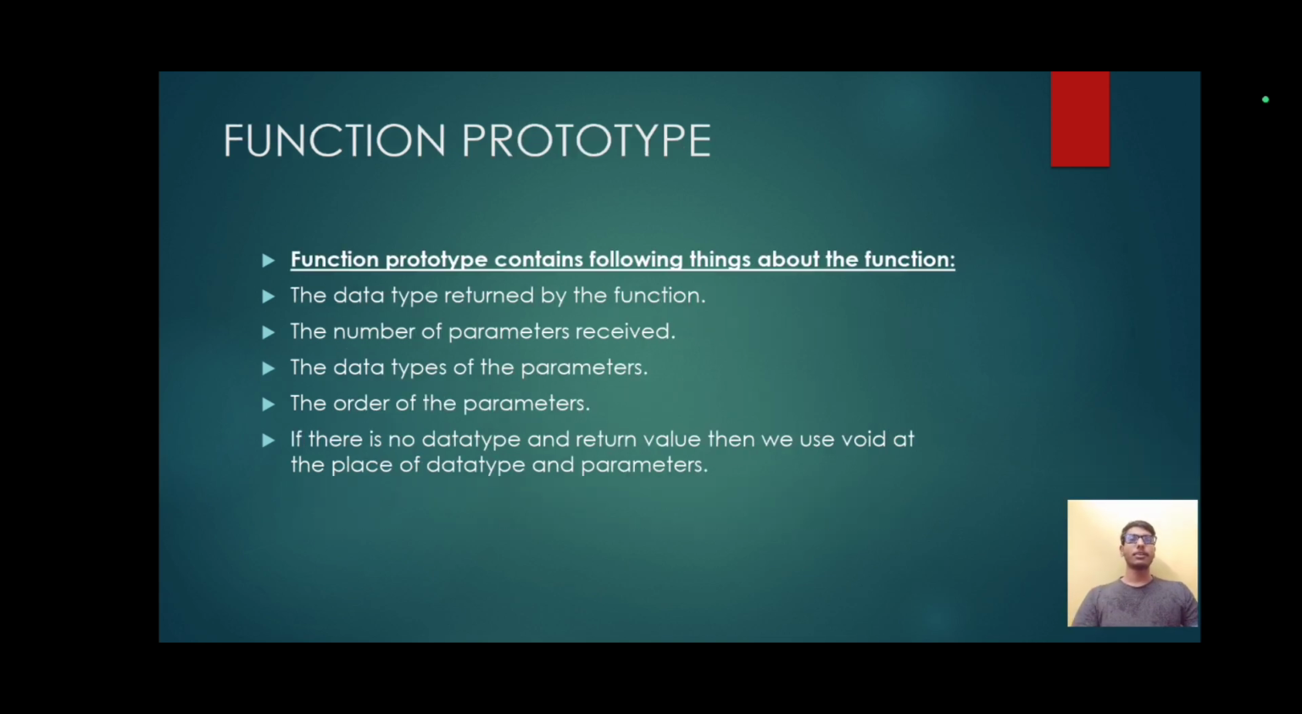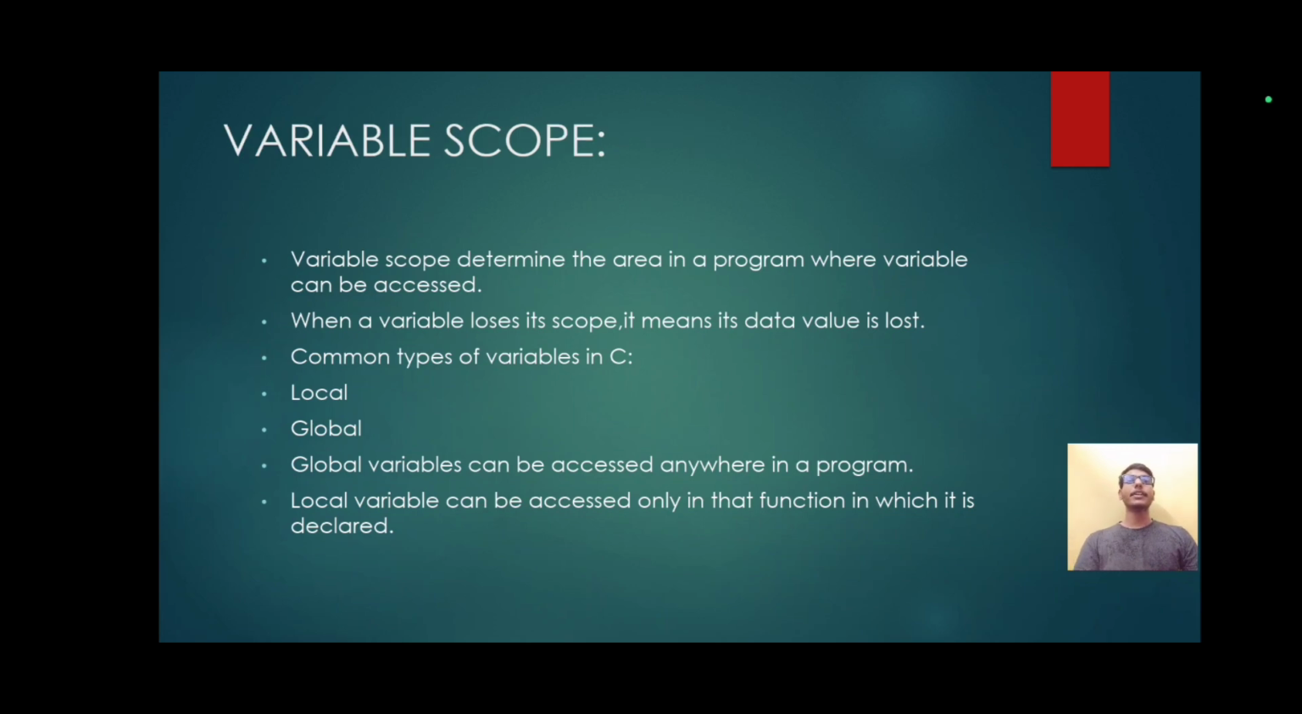Function prototype. A function prototype contains the following things about the function: the data type returned by the function, the number of parameters received, the data types of the parameters, and the order of the parameters. If there is no return value and no parameters, then we use void in place of the data type and parameters. Variable scope. Variable scope determines the area in a program where a variable can be accessed.